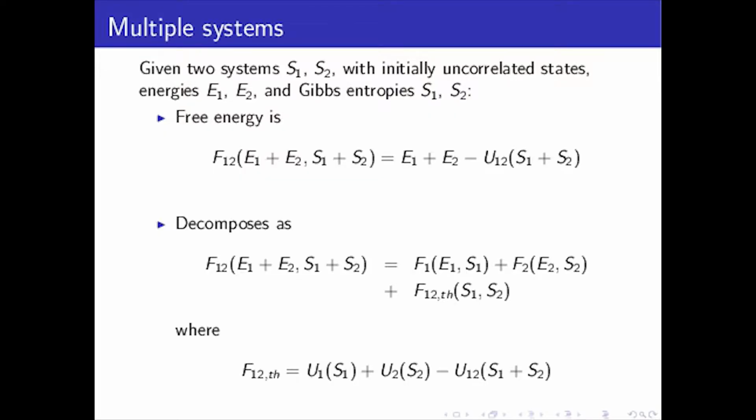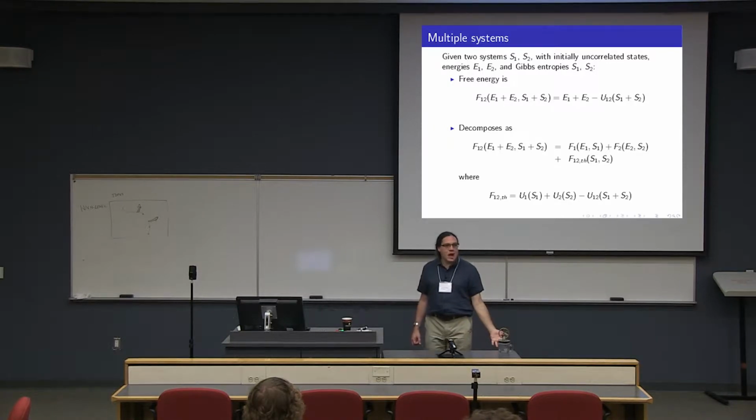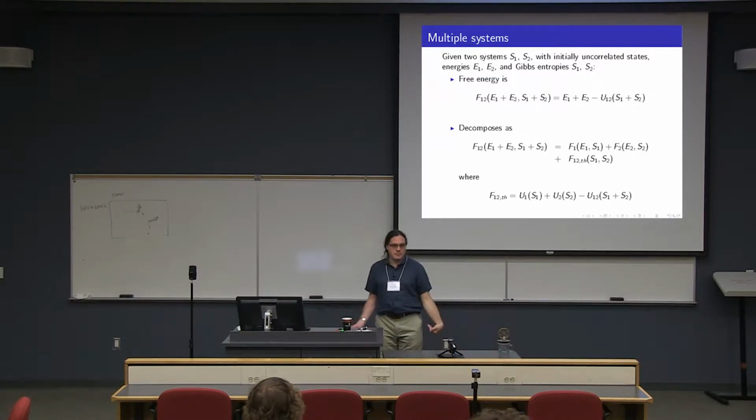But I could decompose that conveniently. The free energy of the combined system is the free energy of the first system plus the free energy of the second system plus whatever else is left over. So call the thing that's left over the free energy of thermal mixing of the two systems. And that free energy of thermal mixing depends only on the entropies of the systems.